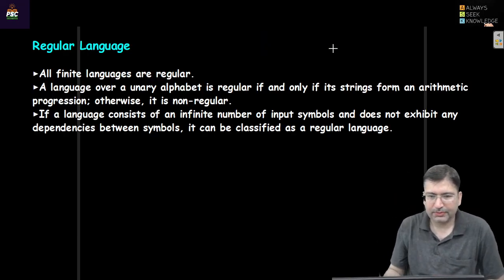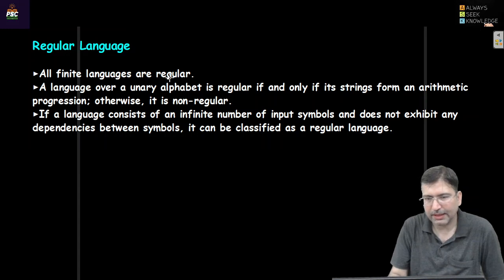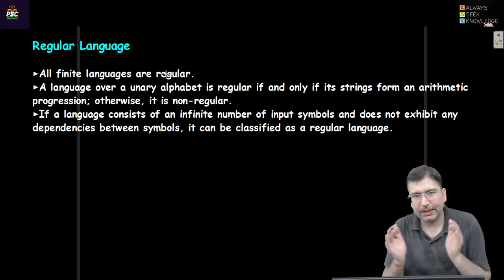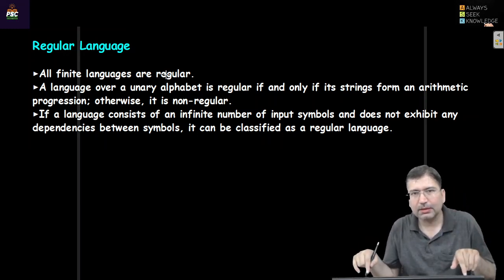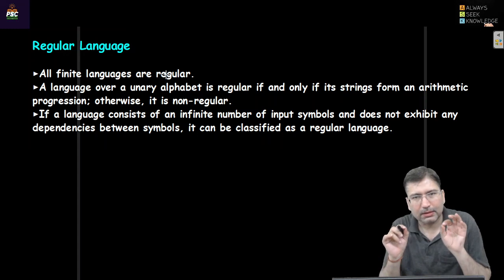So how do we define the regular language? The very first property is that all finite languages are regular. Any language which has a finite number of strings in its set, or you can say the vocabulary of the language, we consider as a regular language.